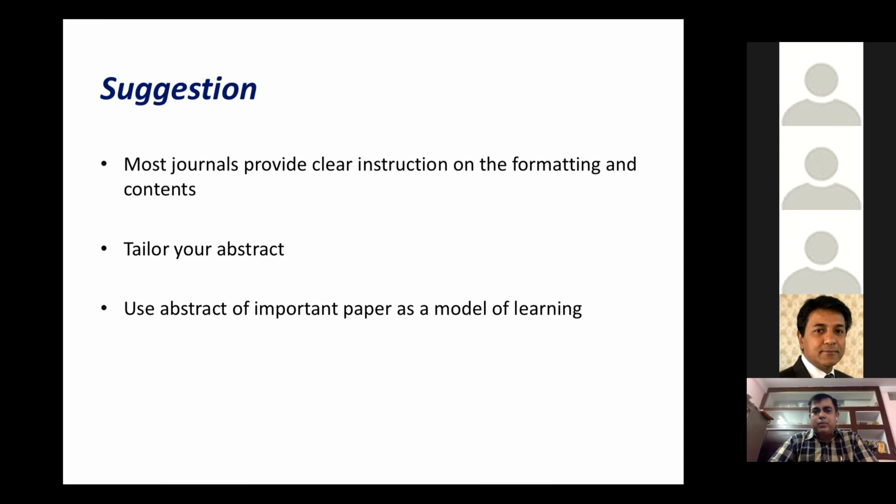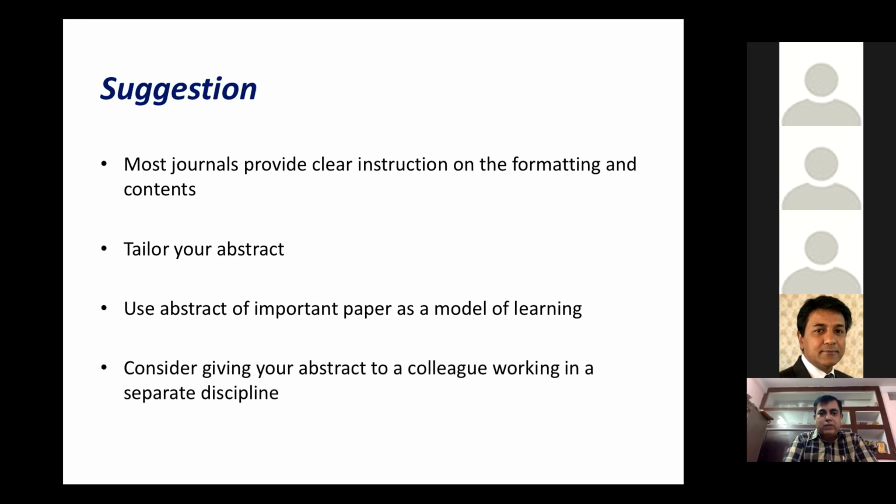Use abstracts of important papers as a model for learning, as described earlier. If you are going to publish in a particular journal, go through that journal and see the other abstracts already published there, and you will have a very good idea about how they have accepted the way abstracts are written. That is one way of getting a model for learning. And consider giving your abstract to a colleague working in a separate discipline. He or she will give you feedback: these are the things you are missing, and these are the things you have overwritten. So try to correct that. That will improve the quality of your abstract.